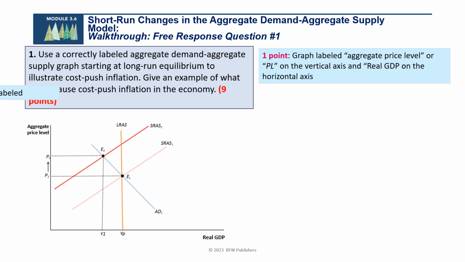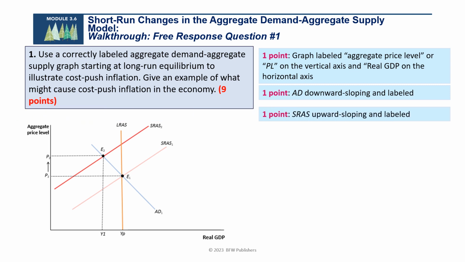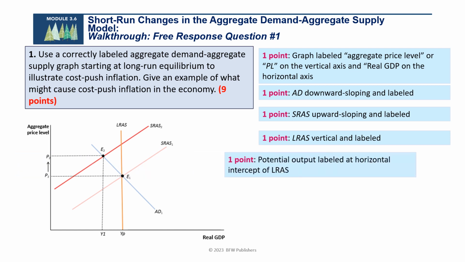So first you label your axes correctly, and then you get your 1 point for the aggregate demand curve downward sloping, and 1 point for the short run aggregate supply curve upward sloping. So if you look on the graph constructed on this slide, so far we have our axes labeled correctly, our blue downward sloping aggregate demand curve, our SRAS1 upward sloping short run aggregate supply curve. And then of course we've got to add in our long run aggregate supply curve, which is vertical, right? And label it LRAS. Don't just assume that the graders know that you know it's the long run aggregate supply curve, right?